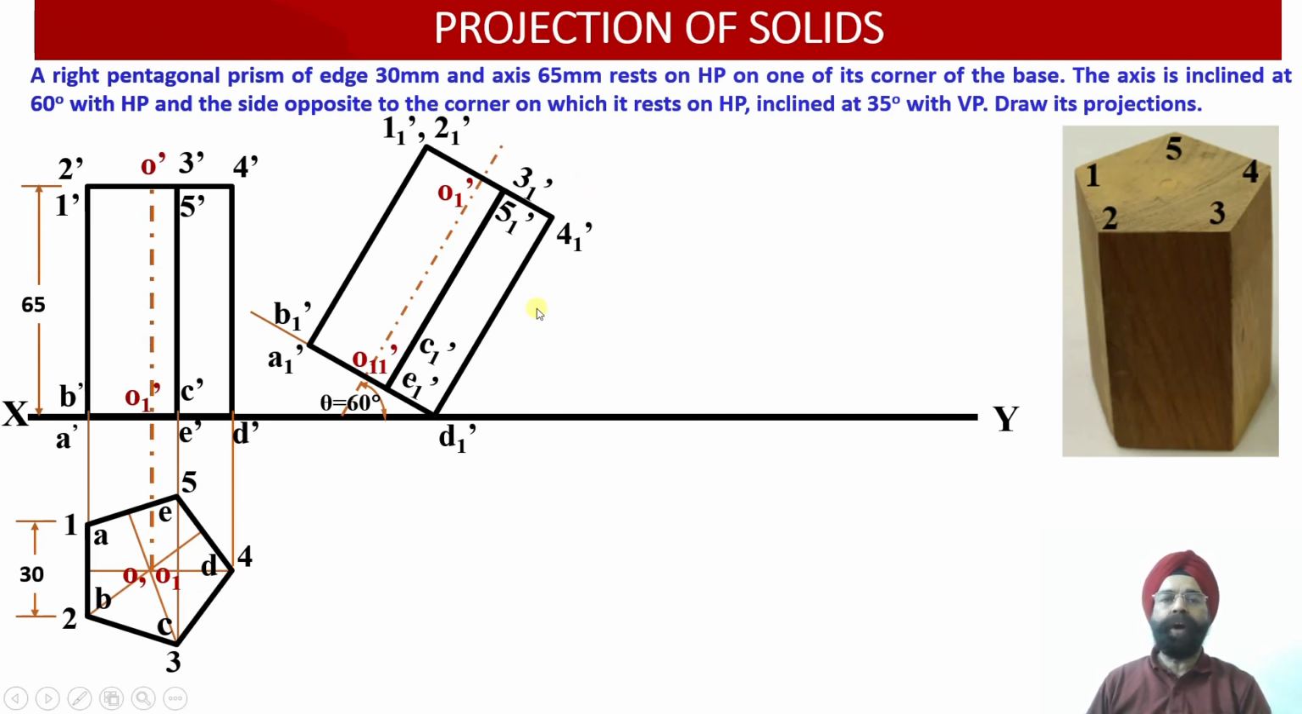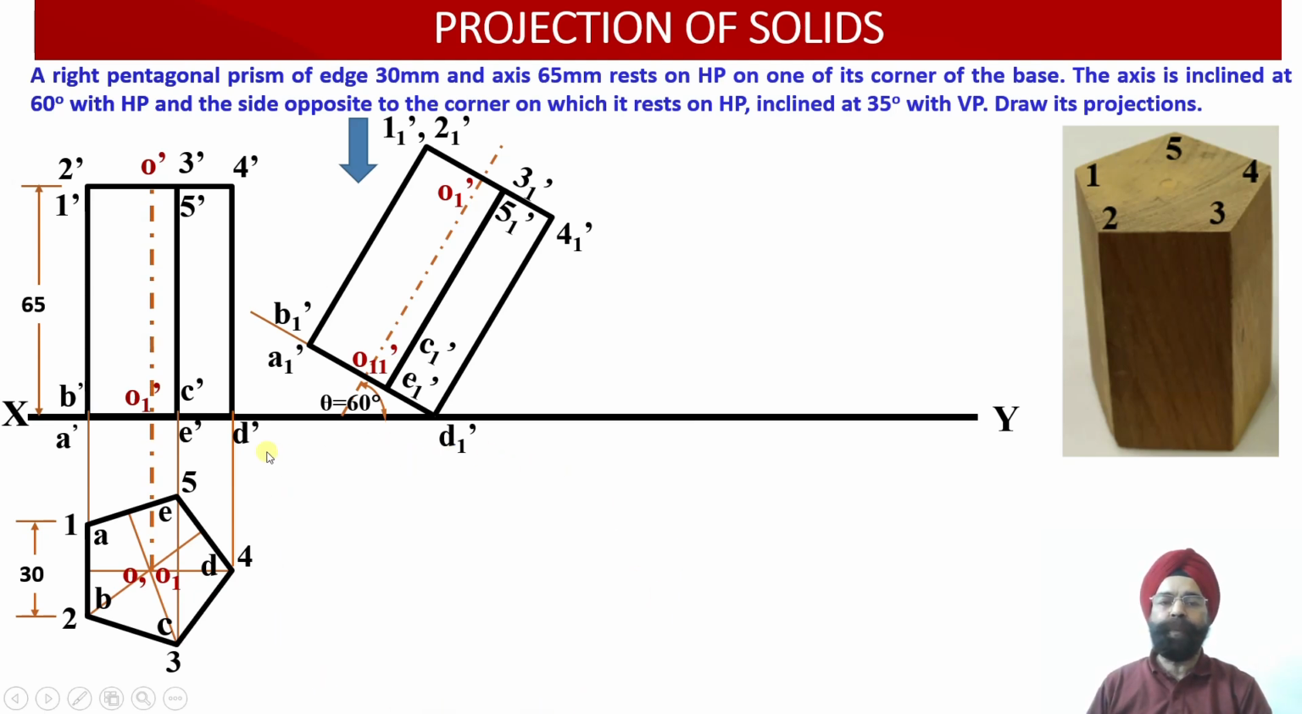So I am able to obtain the front view projections of this right pentagonal prism having axis inclined at 60 degrees to the horizontal plane. So now, having obtained the front view projections, as the observer is going to look at this pentagonal prism from the top, I have to obtain the corresponding top view projections of this particular pentagonal prism.